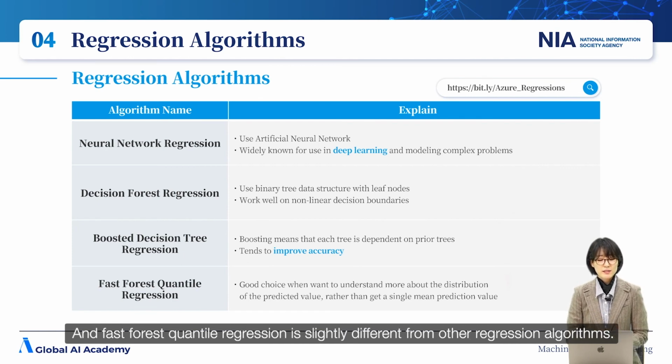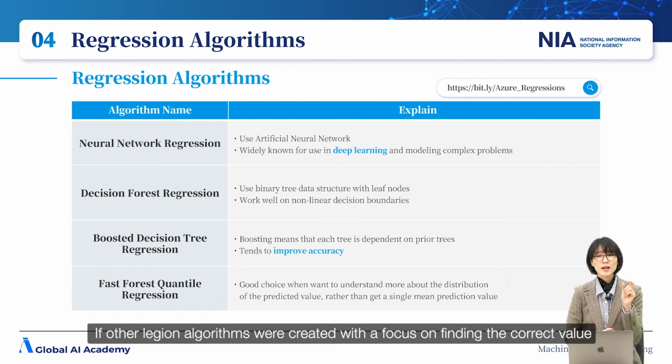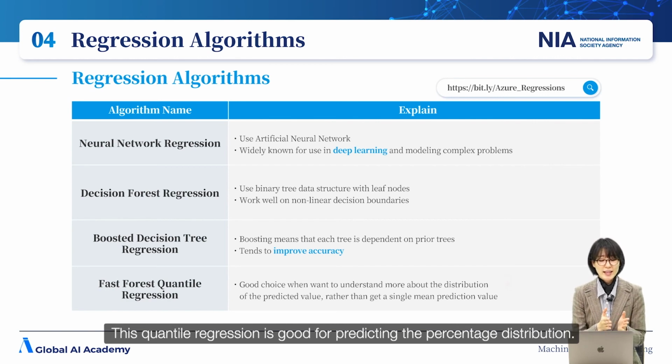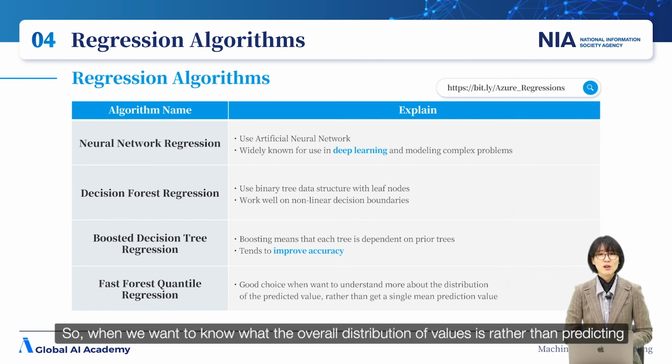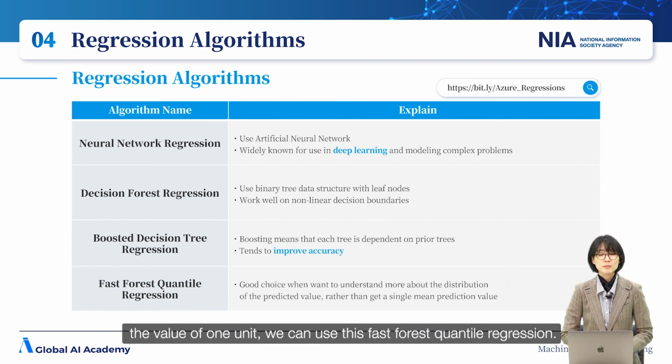And fast forest quantile regression is slightly different from other regression algorithms. If other regression algorithms were created with a focus on finding the correct value, this quantile regression is good for predicting the percentage distribution. So, when we want to know what the overall distribution of values is rather than predicting the value of one unit, we can use this fast forest quantile regression.